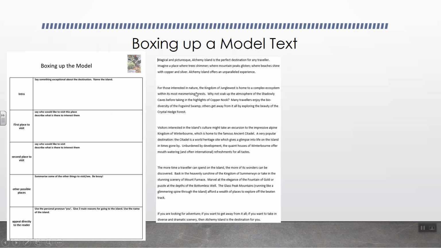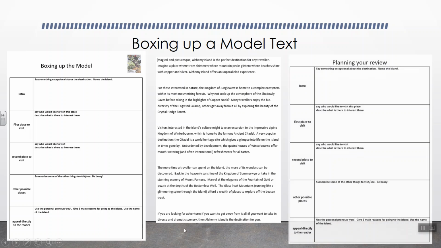So, for example, in this paragraph here, it starts off with for those interested in nature, and then everything around that holiday destination is all about nature. And the second one here is for visitors interested in the island's culture. And then everything in that paragraph there is about the island's culture. So we use the model text and we use the boxing up model to make it clear how this text was constructed in the first place. And then once we've done that, we can start to plan our own.